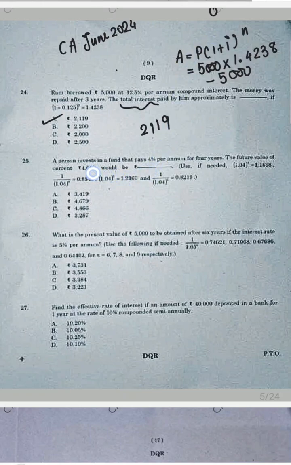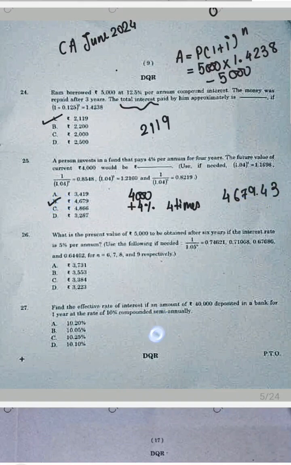It is 4,000. We want the future value at 4% for 4 years. So I would say in the calculator, just take this 4,000 and what do you know? It will increase by 4%. How many times? It will increase 4 times because it is for 4 years. Right? So you will do 4,000 plus 4%, 4 times. If you do it 4 times, you get the number 4679.43, which is option B.